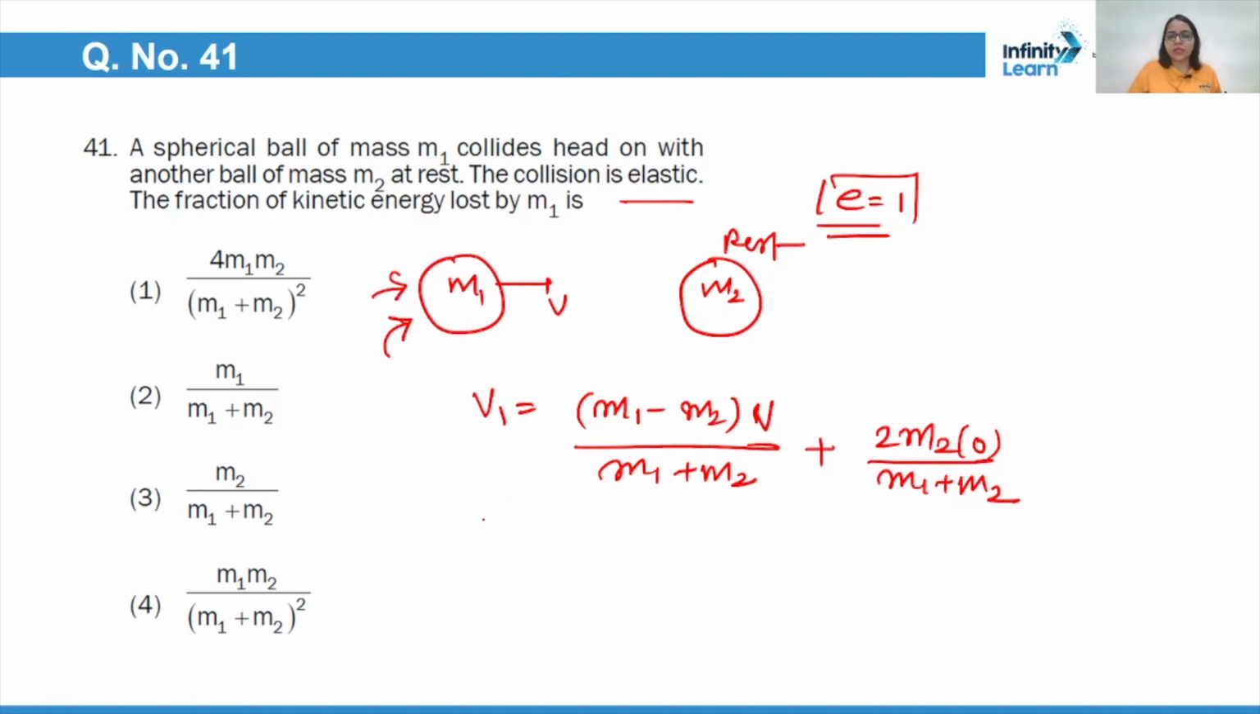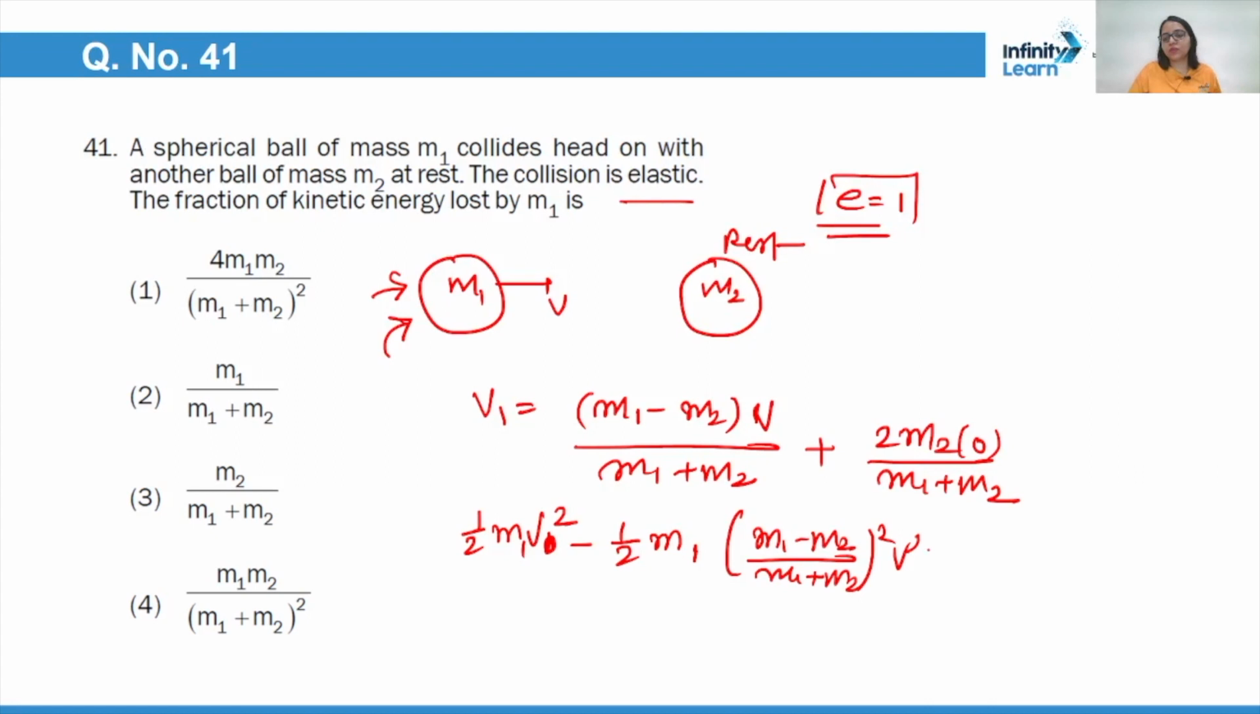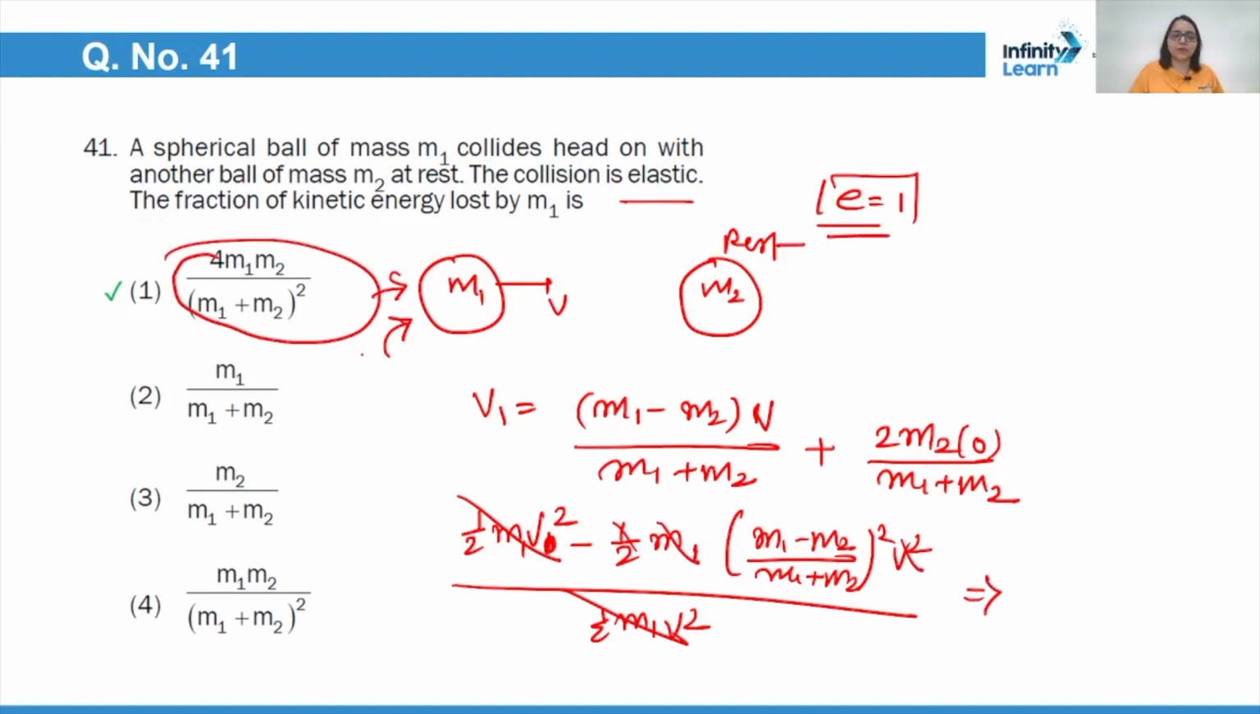So the fraction of kinetic energy lost is the loss in kinetic energy, which is initial half m1 v square minus final half m1 v1 square, which is m1 minus m2 divided by m1 plus m2 whole square into v square, divided by the original kinetic energy, which is half m1 v square. So after solving this, you will get the fraction of kinetic energy lost as this option, which is option 1.